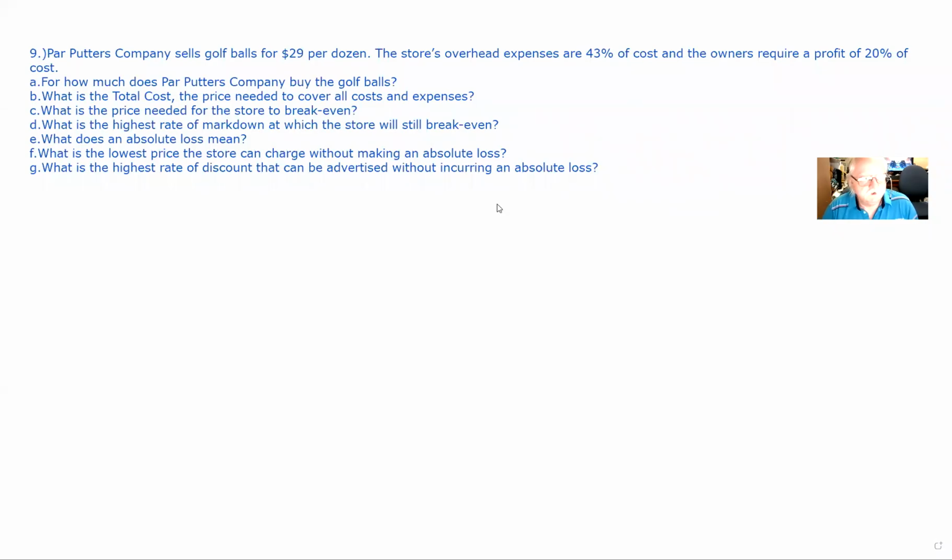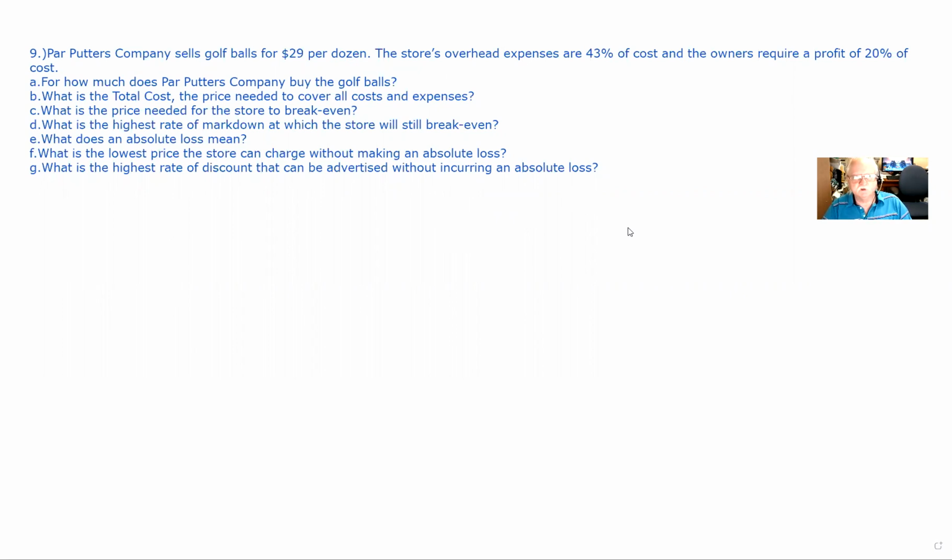This is question 9 from the agenda questions for Chapter 5, Part B. It introduces some interesting concepts here that you'll need to keep track of. The question is very small.